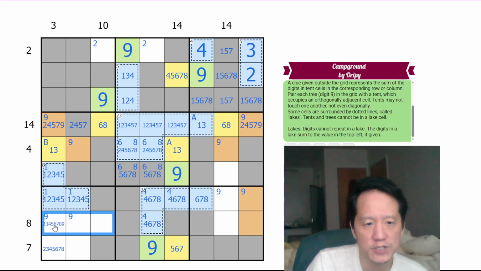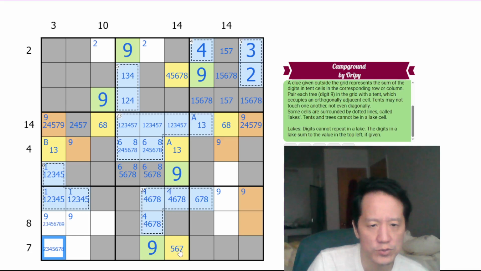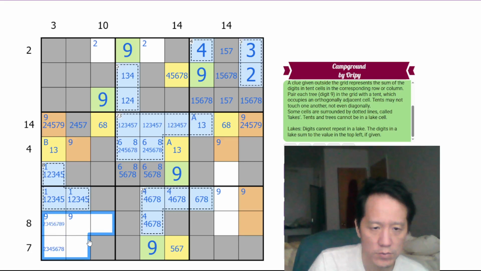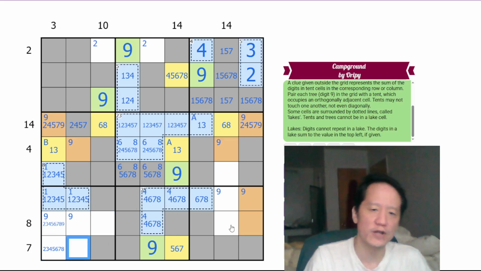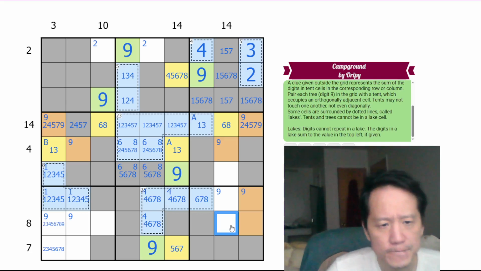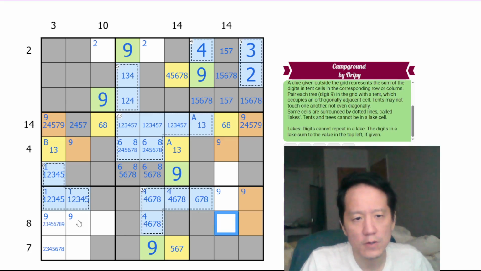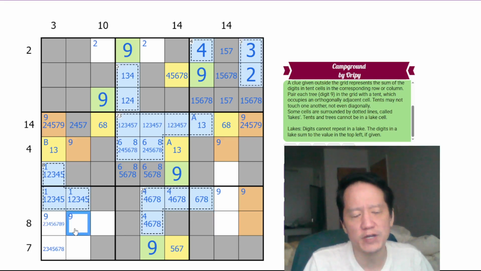So what are the possibilities for tents? Tent could be here with that being 9. Therefore, you would need another tent here, if that's the case. Tent could be here with that being 9, and then this would be 2. This would be 5. Can you have a tent here and a tent here? No. Okay, that's actually very interesting. Therefore, I think this has to be a tent, right? I guess you could have a tent here, and that could be 8.